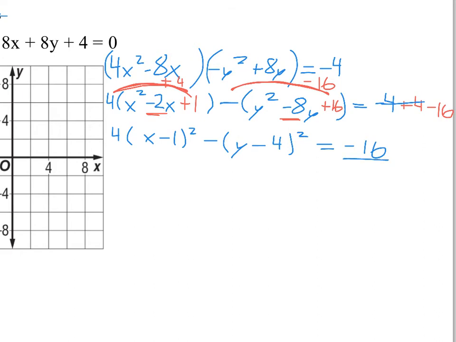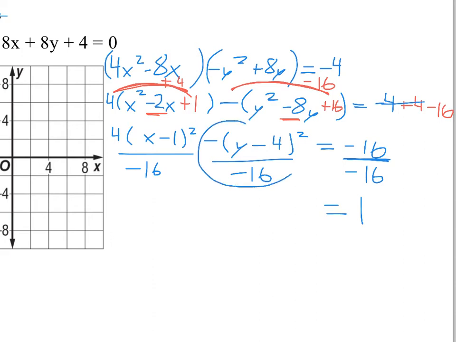And we know that on the right side, we're supposed to have a 1. So we need to divide this by negative 16. And if we do that, that means we have to divide everything by negative 16. So this is going to become 1. And then what I notice is this is going to be the positive term because it's negative divided by negative. The other one's going to be negative because it's positive divided by negative.